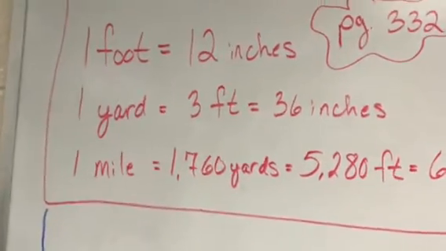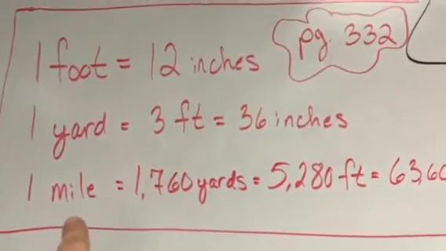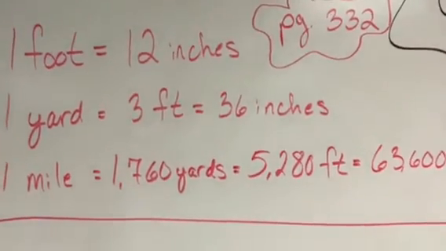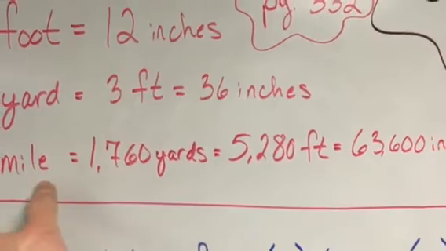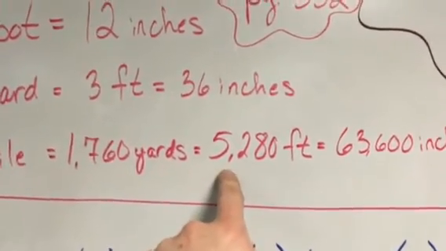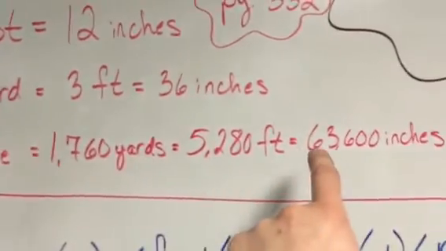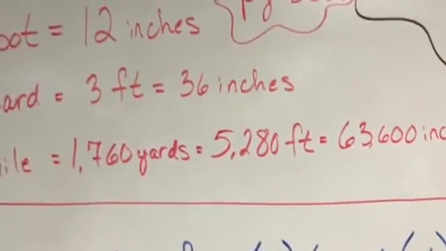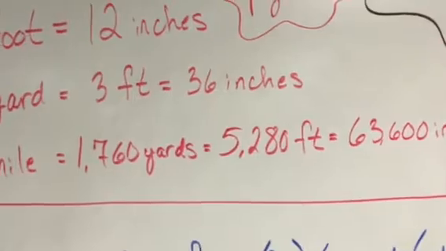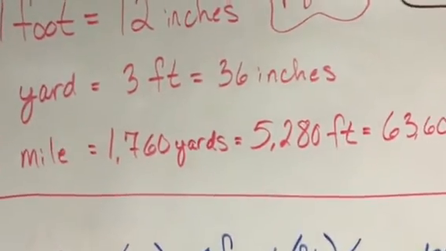The hardest one for a lot of kids to remember is miles. But if you can just remember one of those 3 conversions, that 1 mile equals 1,760 yards, or 1 mile equals 5,280 feet, or 1 mile equals 63,600 inches. If you can just remember one of those, you can use the other conversions that you all know to help you figure out the rest of them.